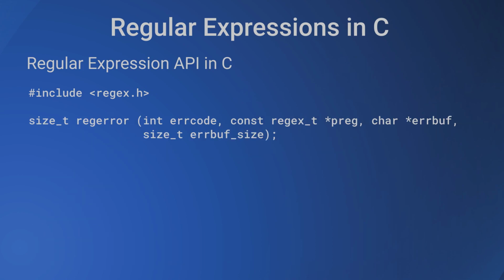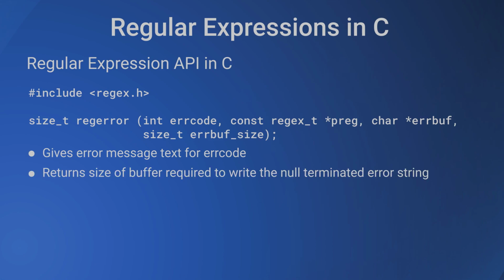The regerror function is for converting a regular expression API error code into the corresponding error string. The parameters are the error code, preg pointer to the compiled regular expression, errbuf for storing the string, and the size of the buffer. If errbuf is not NULL and errbuf_size is not 0, the errbuf is filled with a null terminated error string. The error string is truncated if it is bigger than the errbuf size minus 1.